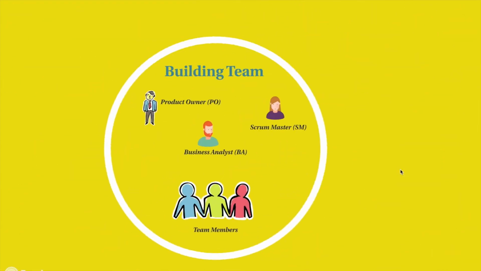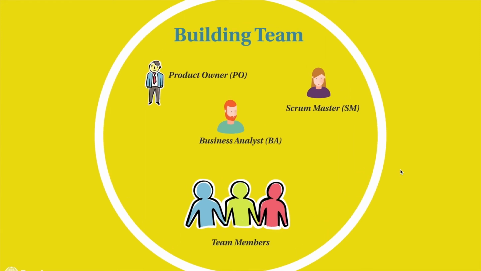Once the basic backlog has been created by the product owner and business analyst with the help of the Scrum Master, they are going to add developers and a QA team as team members. Now the core team has been formed.